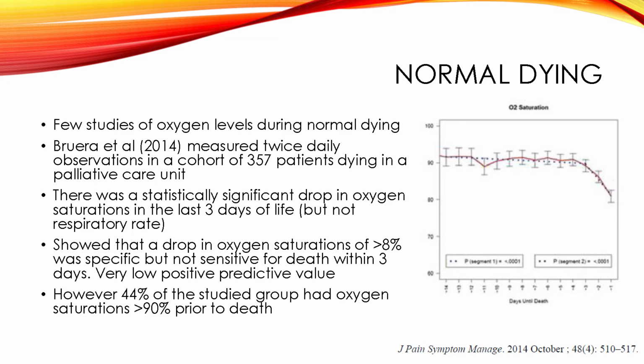A drop of more than 8% was specific but not sensitive for death within 3 days, so you couldn't use it to predict death. And when you looked at the group overall, nearly half had oxygen saturations of more than 90% prior to death, so still in that safe area where the tissues are being perfused. So although oxygen levels may drop, hypoxemia is not the mechanism of dying for patients having a normal death.